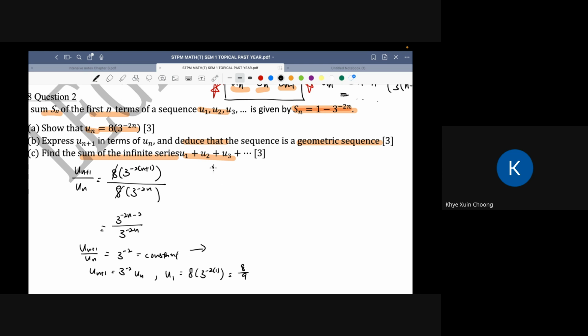Or else you can use a different method. Sn, S infinity, or normally we call S. Okay, S means sum to infinity, which equals the limit as n tends towards infinity of 1 minus 3 power negative 2n. Okay, the limit of the sum as n tends towards infinity, you will get the sum to infinity. Okay, normally they didn't write sum to infinity. They just write the big S to represent sum to infinity.